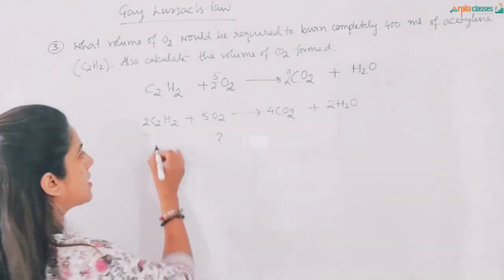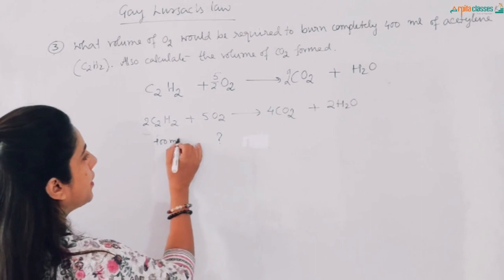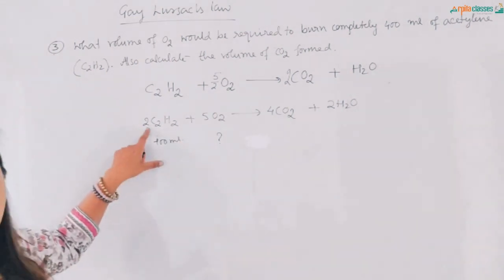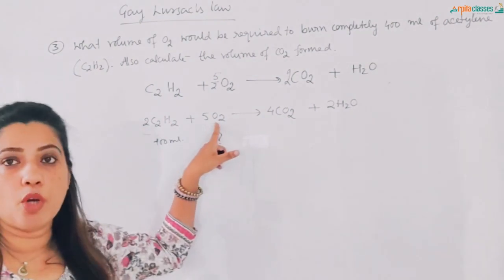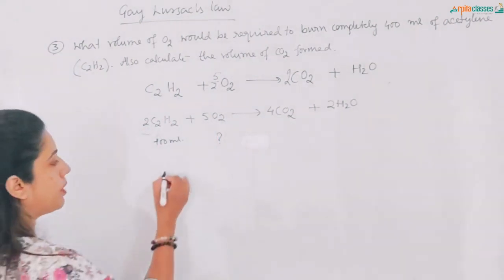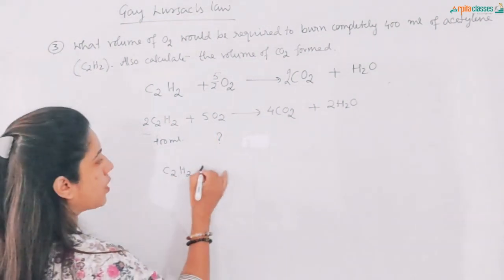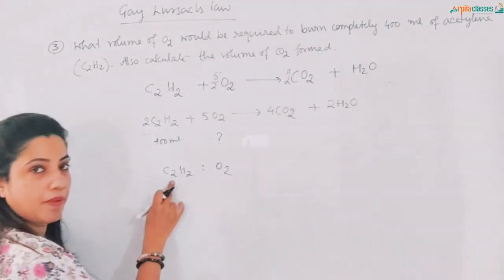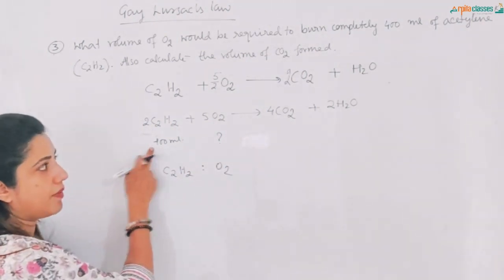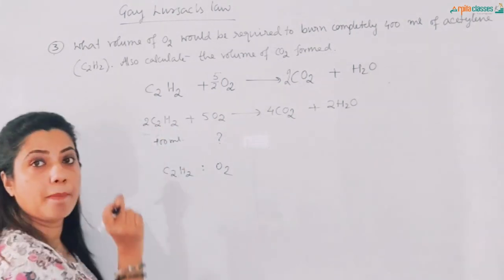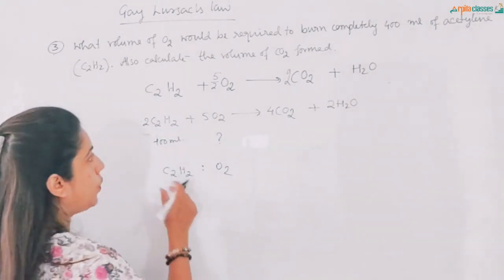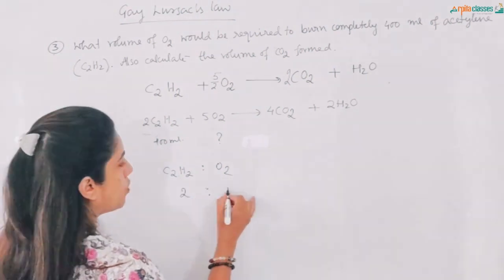would be required, and this is given, 400 milliliter. So now let us see, from the balanced chemical equation 2 volumes of acetylene requires 5 volumes of oxygen. So let us take the ratio between acetylene and oxygen. Since the volume of this is given and this is asked, we are taking the ratio of these 2 species from the balanced chemical equation. Okay, so the ratio is 2:5.